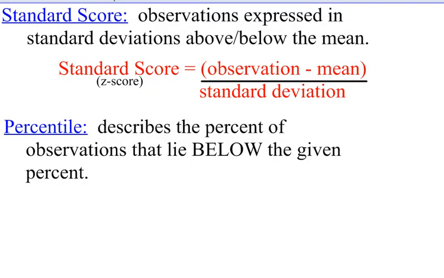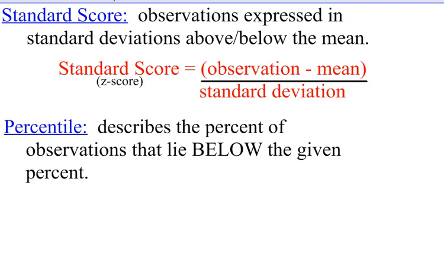So a standard score is the observation expressed in standard deviations above or below the mean. To find a standard score, which is often called a z-score, so that's the abbreviation we'll use from here on out, it's the observation minus the mean, and then you divide by the standard deviation. So that's the formula we'll use, and we'll be practicing that throughout this lesson.